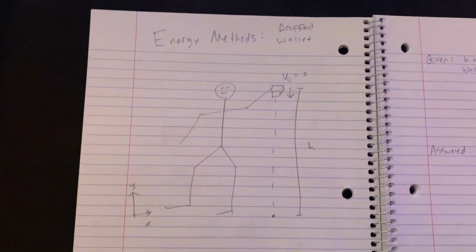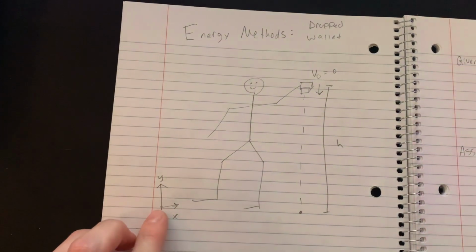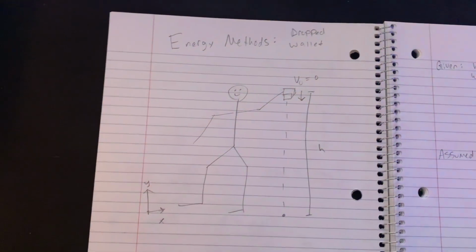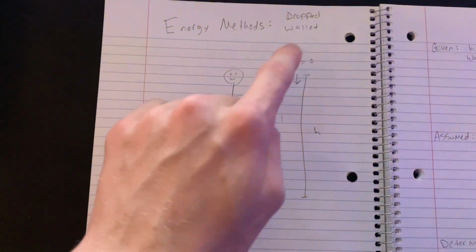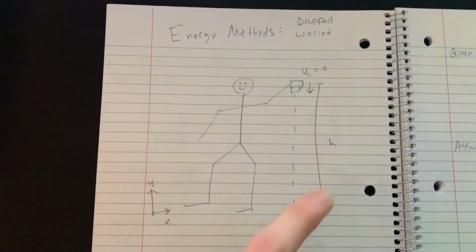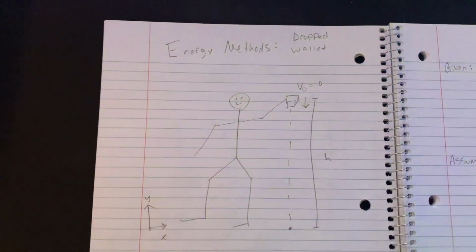So here's my picture. Down here I have my coordinate axis. Here's me, I'm holding my wallet. I drop it, so I've included that V0 is 0. And the height that I drop it from is my height, and I called that H.